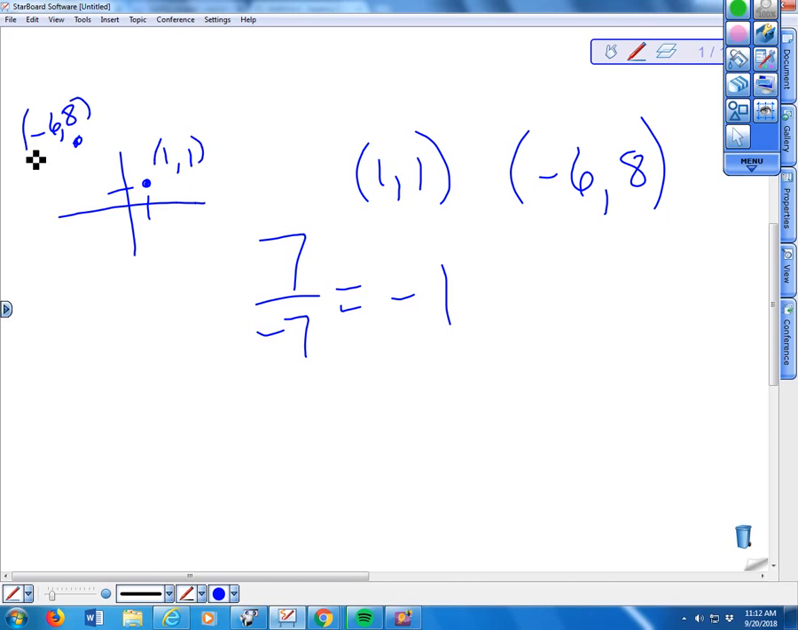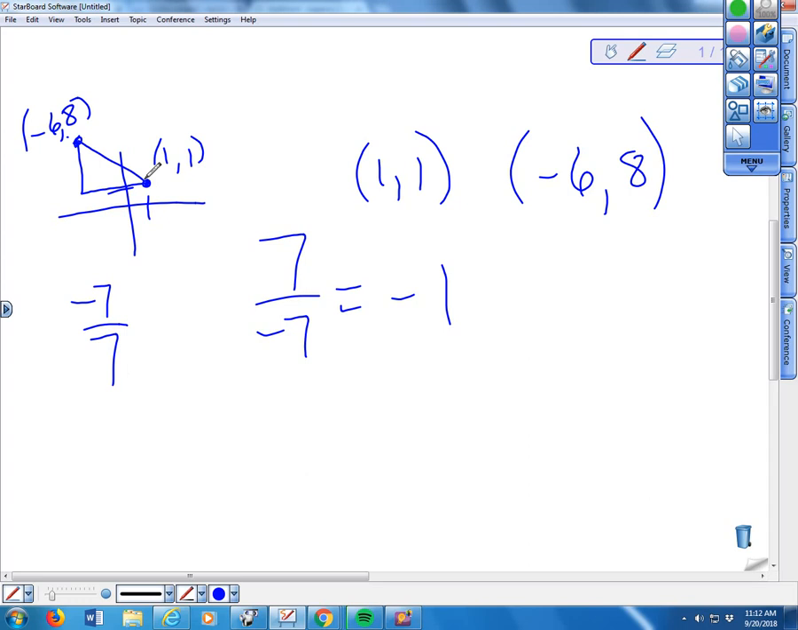I'm going down 7 units, so it's negative 7. I'm going right 7 units. I get the same thing, negative 1. Either method works. y2 minus y1 if you can remember it. Triangle method if you can't.